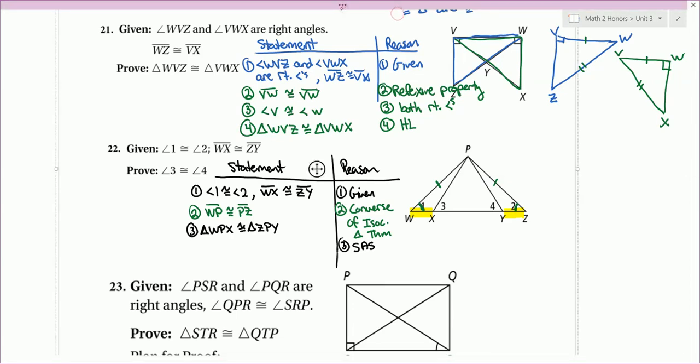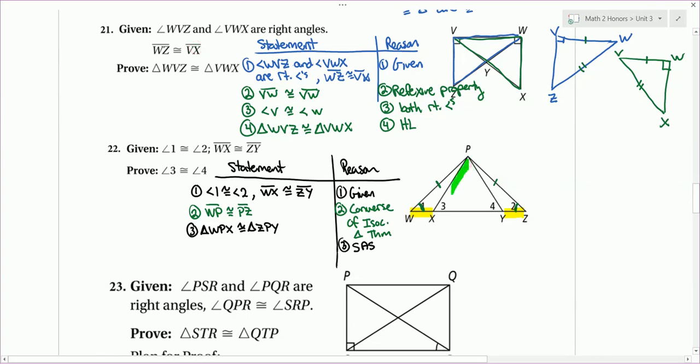And so I'm now going to focus in on the middle triangle here. I want to show that angle 3 and angle 4 are congruent. And I can do that by showing that that middle triangle is isosceles. So my next part here is going to state that XP is congruent to PY, because those are parts of the smaller triangles, right? XP is part of the smaller triangle on the left side, and PY is part of the smaller triangle on the right side, and those smaller triangles are congruent to each other, and so those pieces are also congruent. And so let's state that.